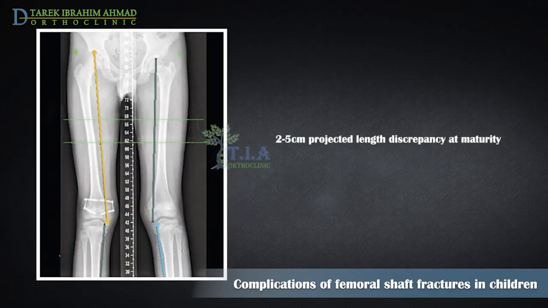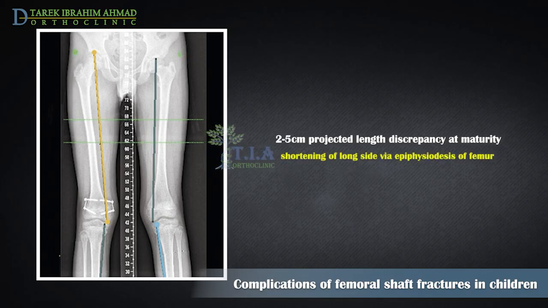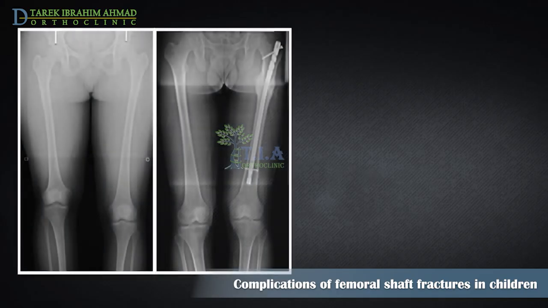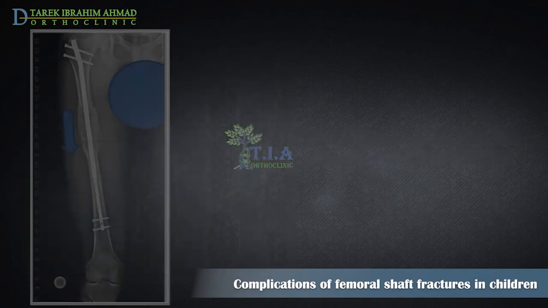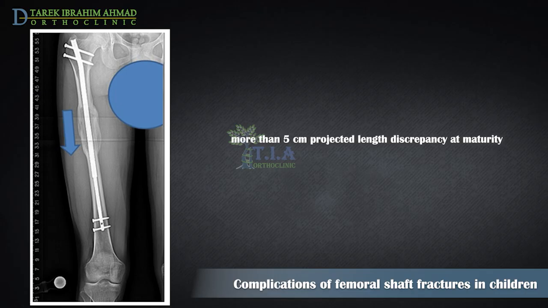For predicted differences of 2 to 5 centimeters, contralateral epiphysiodesis, growth plate obliteration, can be performed prior to reaching skeletal maturity, resulting in the equalization of leg lengths. If the child has already reached skeletal maturity, then femoral shortening with intramedullary fixation is the recommended treatment of choice. Patients with a predicted leg length difference greater than 5 centimeters are typically treated with femoral lengthening via distraction osteogenesis.